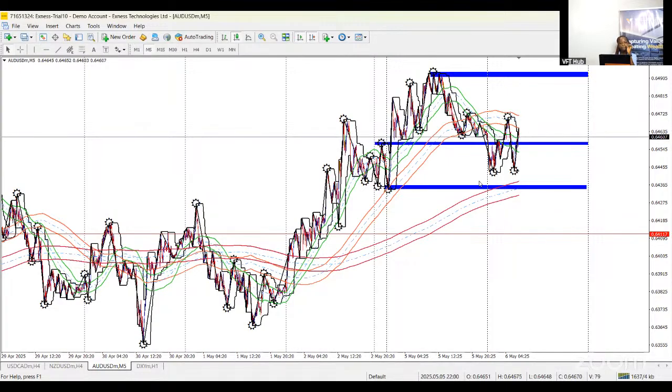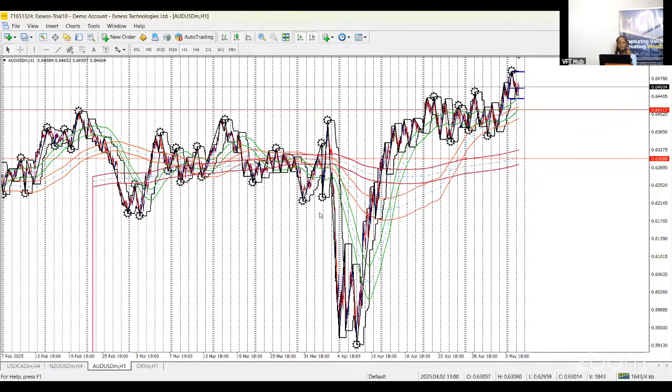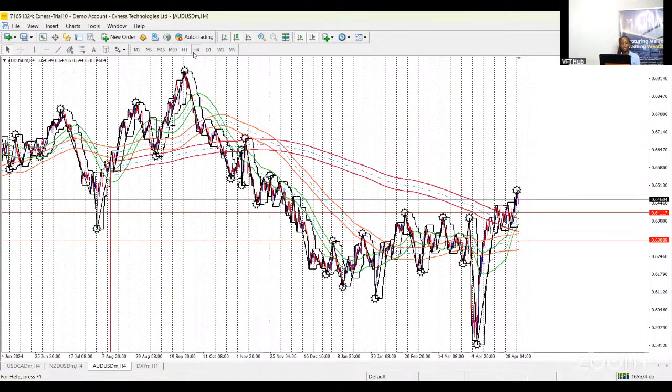But if price manages to violate these 3 different points of interest I just marked out on the 5-minute time frame, then we know that it is headed for the H1 POIs, which I already mentioned, 0.64117 and 0.63089, right?